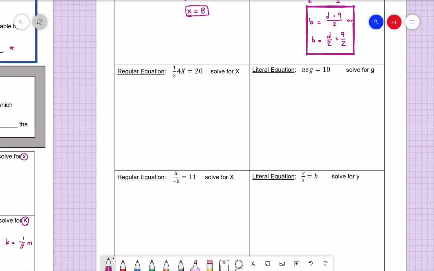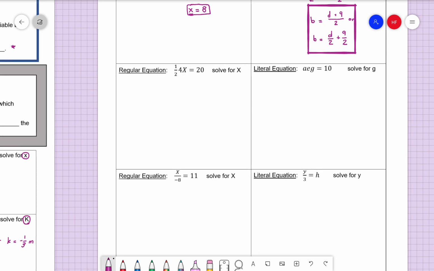Now we have one with a lot going on. So we have 1/2 of 4x is equal to 20, and again we're solving for x. So I want to get this x by itself. 1/2 times 4 is the same thing as saying what's half of 4. So I'm dividing 4 by 2, so that gives me 2. So 2x equals 20. Then I'm going to get rid of that coefficient by dividing it out. X equals 20 divided by 2 is 10.